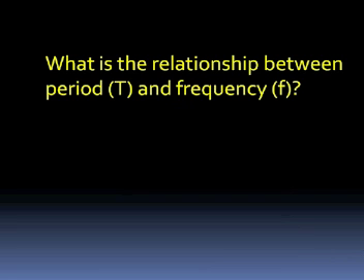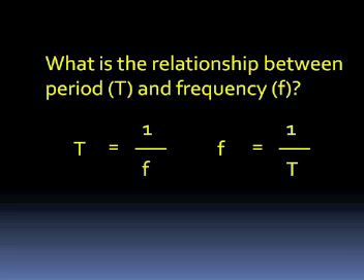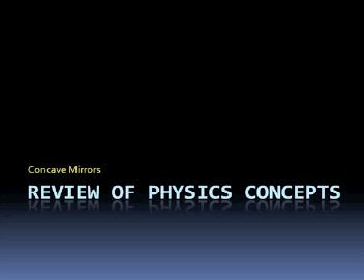What is the relationship between period and frequency? This should be at the tip of the tongue. T equals 1 over f, and f equals 1 over T. Excellent. Now let's briefly review concave mirrors.